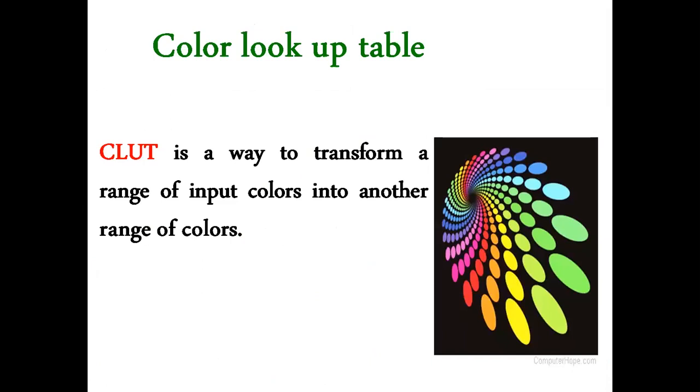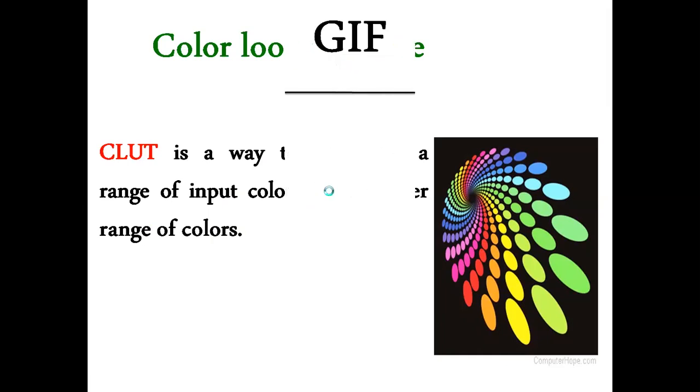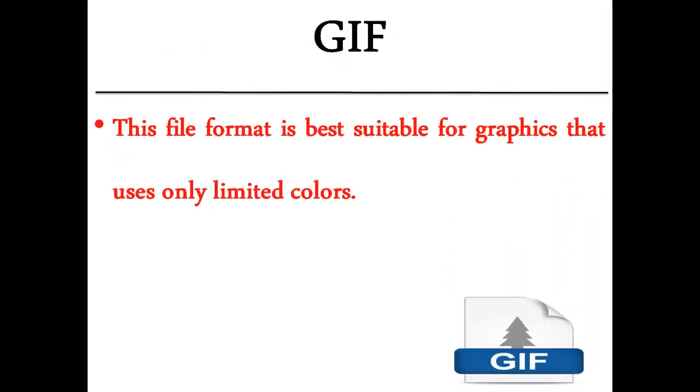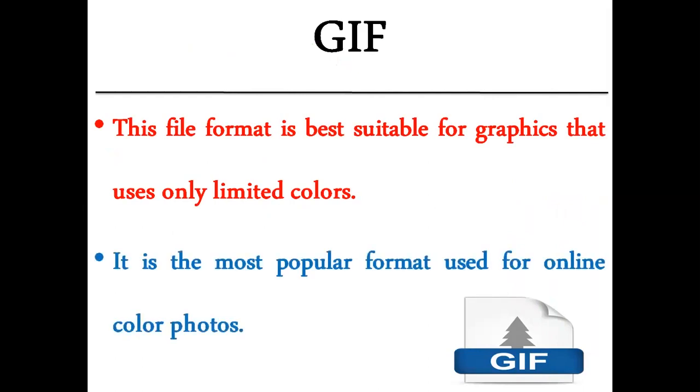What is a color lookup table? It's a way to transform a range of input colors into another range of colors. We call that a color lookup table. GIF uses your color lookup table to convert colors from one input to another. And GIF images are best suitable for graphics that use only limited colors. Most popular format used for online color photos.